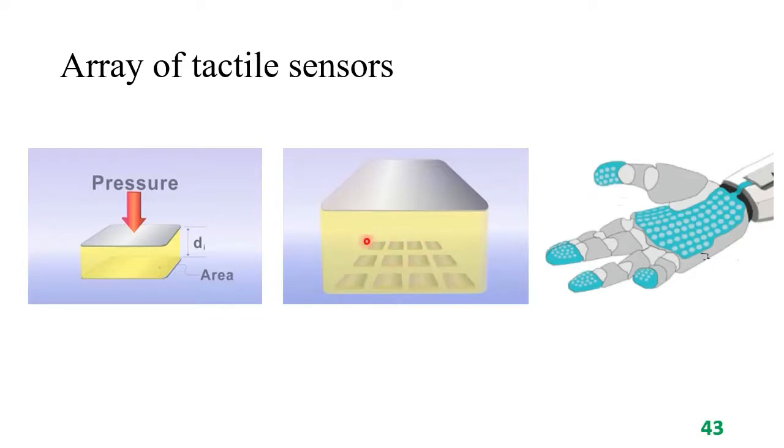Such arrays can also be made with the help of piezoelectric and piezoresistive materials that we have studied earlier. Such arrays are used on the fingertips of the robot and for the manufacturing of robotic skin. So the robot will know the distribution of reaction forces from the object being picked by this robot. In the next two slides, I will be showing two videos that will demonstrate the importance of these tactile sensors.